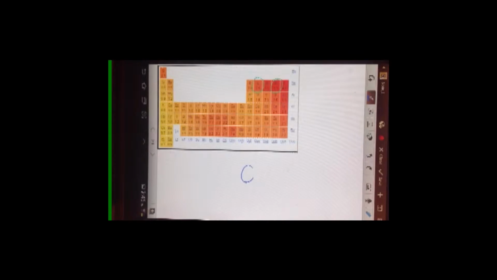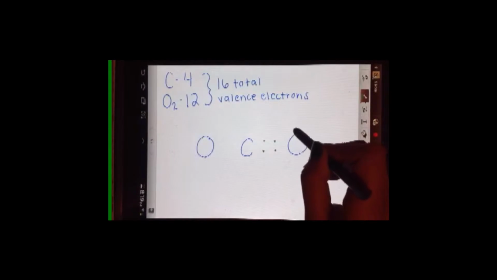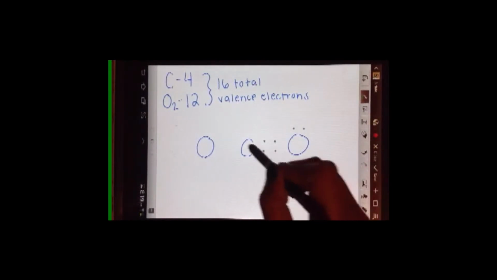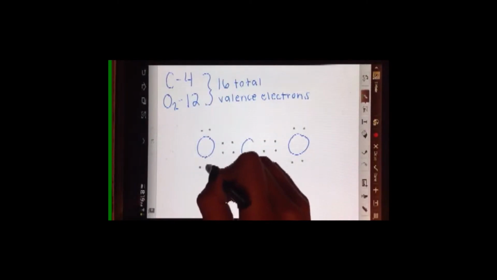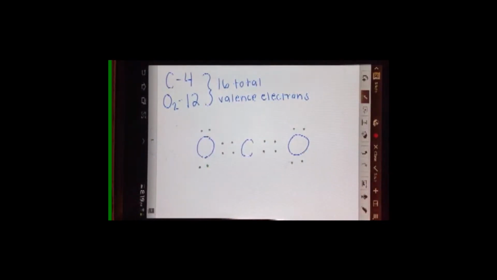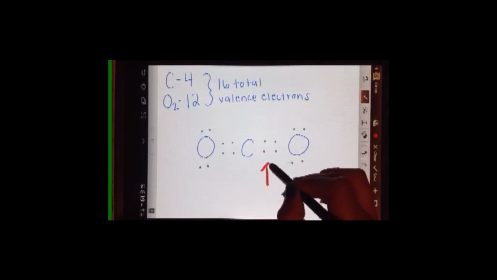Carbon has the least electronegativity, so it goes in the middle, while on its sides is oxygen. Now start filling in the 16 valence electrons. This compound has double bonds, which means that a pair of electrons will bond together to form one in order for the structure to have 16 electrons.